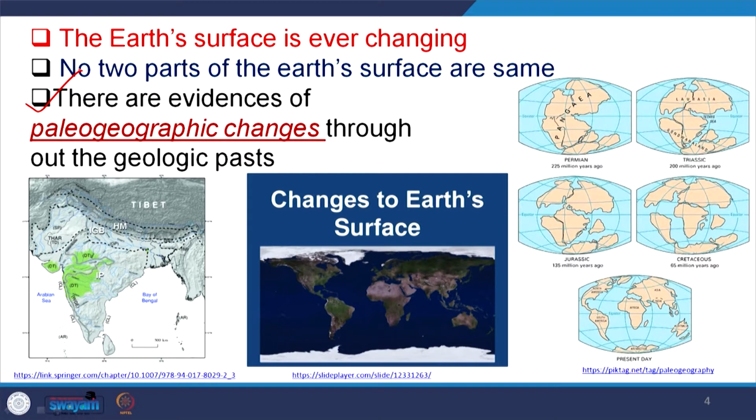Now, imagine when the Tethys Ocean was existing in the northern part, the rivers originating from the central part of India might have been discharging their sediments into this Tethys Ocean. So, earlier an ocean was existing, there was a geographically depressed part, but now due to the collision of the Indian and Eurasian continents, this Tethys Ocean gradually modified and finally converted to the Himalayas. So, these are paleogeographic changes.